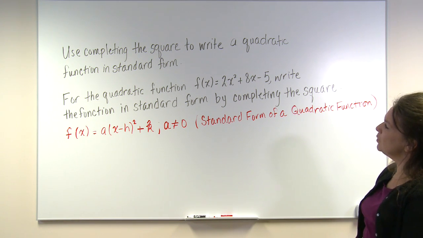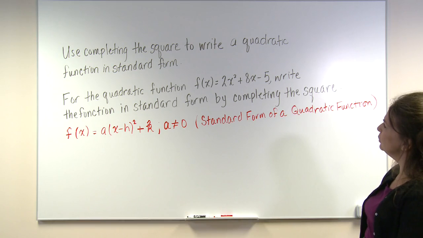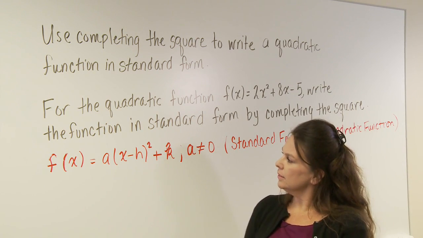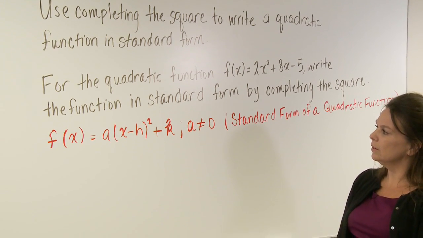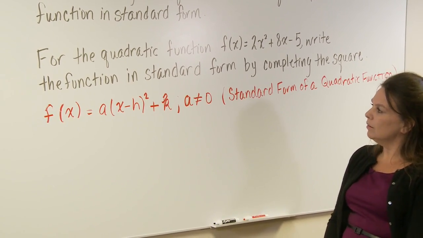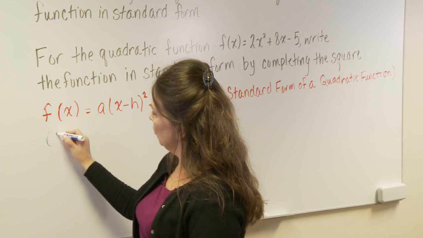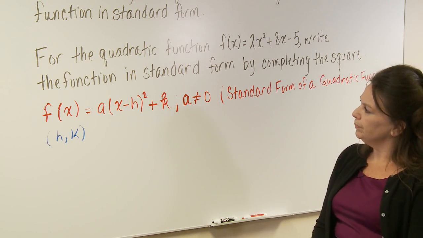Completing the square to write a quadratic function in standard form. For the quadratic function f of x equals 2x squared plus 8x minus 5, write the function in standard form by completing the square. The standard form of a quadratic function is given by f of x equals a times the quantity x minus h squared plus k, where a is not equal to 0. And here, the vertex of the parabola is given by the point (h, k).